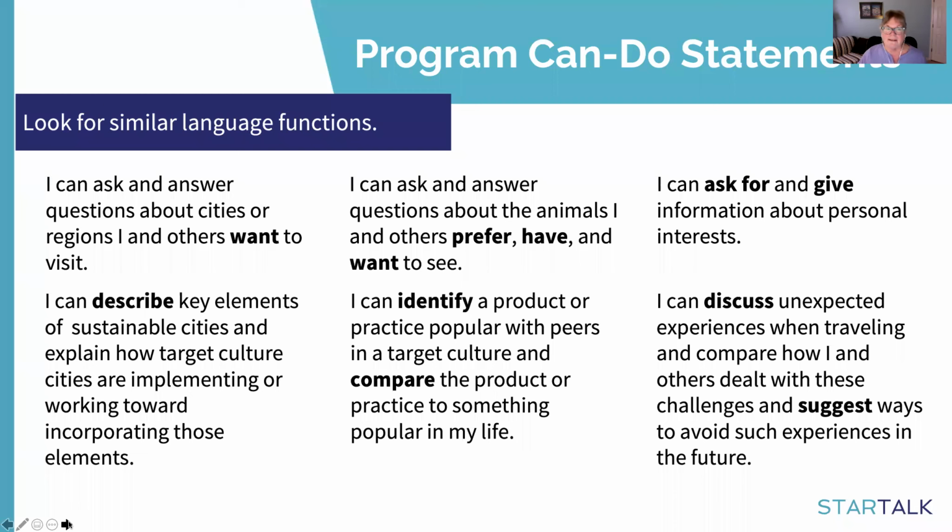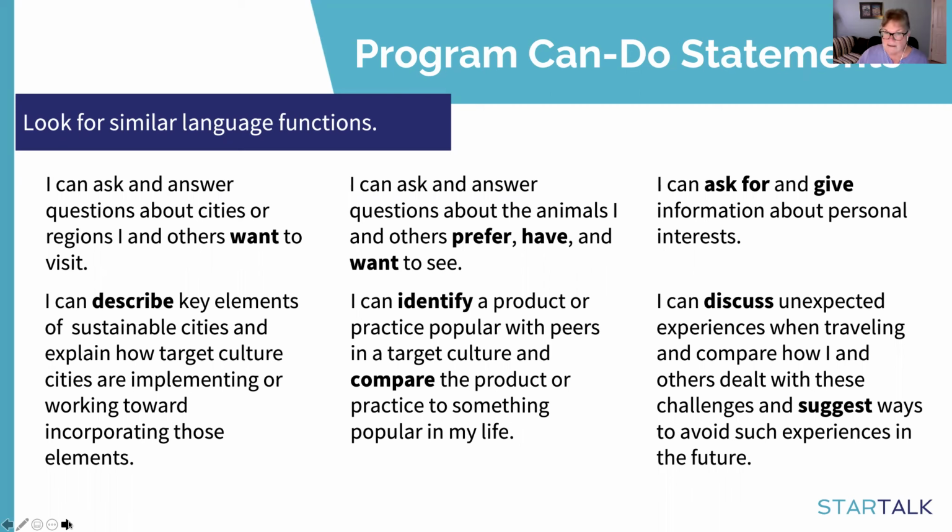You can also skim and look for the language functions of program can-do statements. So you'll find those function words like want and describe, prefer, have, identify, compare, ask for and give, discuss, suggest. And when you hit on a word that you're planning to use, let's look at that middle one on the top. I can ask and answer questions about the animals I and others prefer, have, and want to see. Well, maybe your unit is more about food.